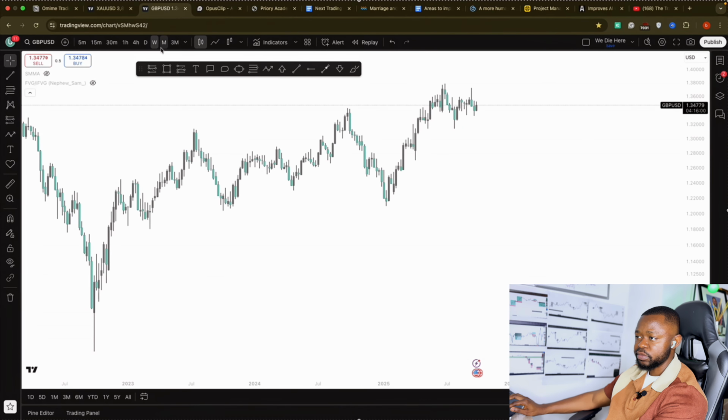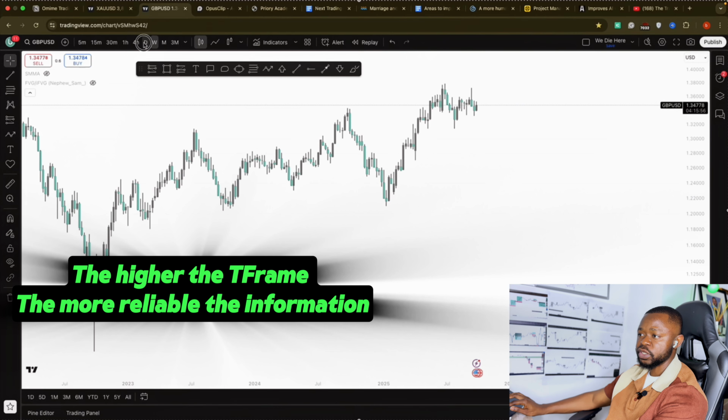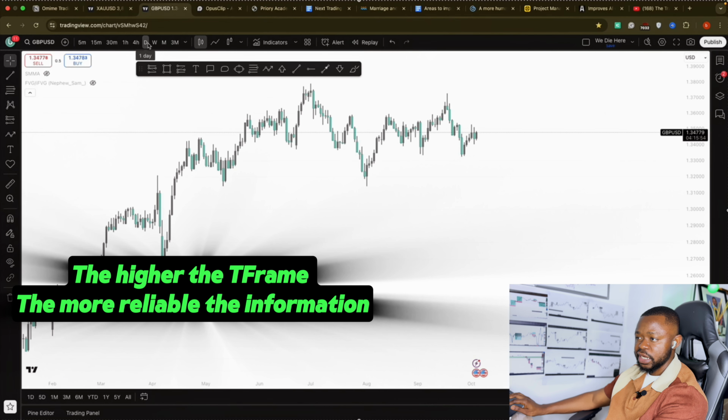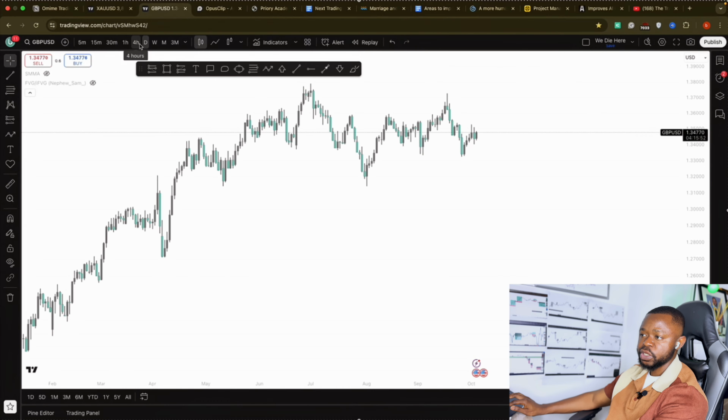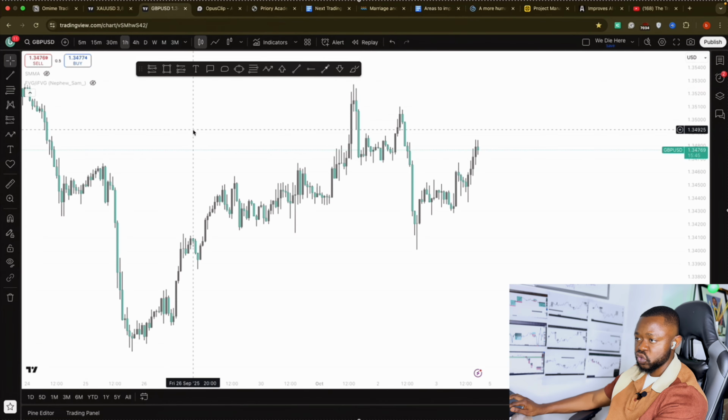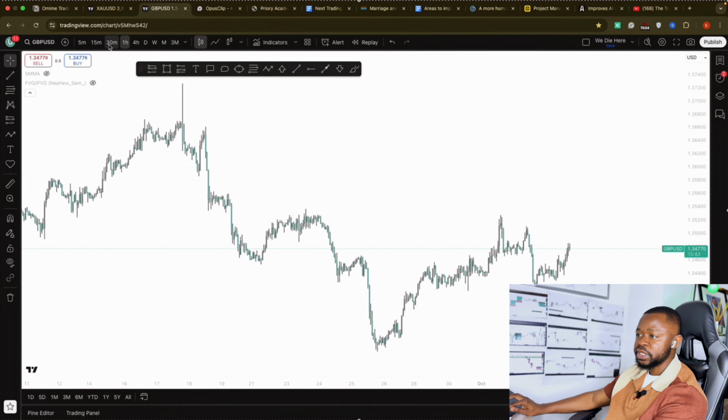The weekly time frame has more reliable information as compared to the daily time frame. The daily time frame has more reliable information as compared to the 4-hour time frame. The 4-hour time frame has more reliable information as compared to the 1-hour time frame, and so on and so forth. But that doesn't mean these time frames are not to be used.